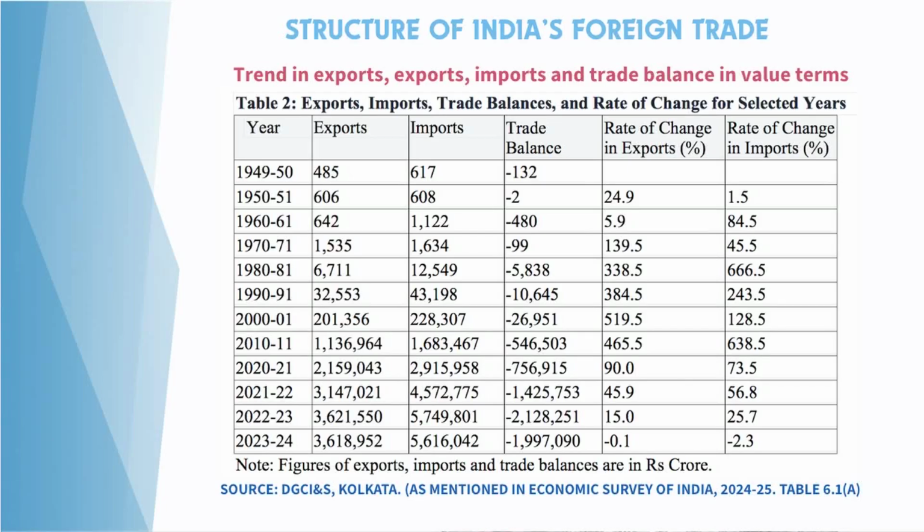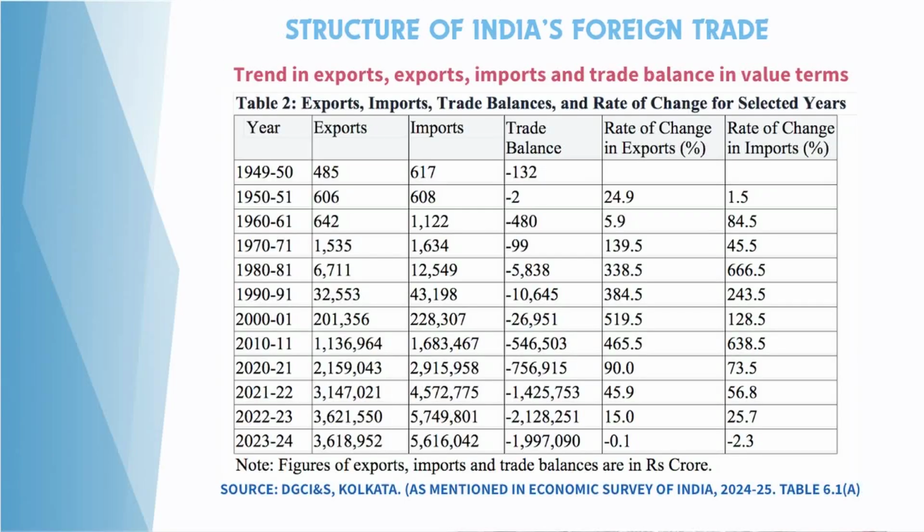The decade of the 1980s marked a significant increase in both exports and imports. In 1980-81, exports reached 6,711 crore, while imports soared to 12,549 crore, leading to a substantial trade deficit of 5,838 crores. This decade was characterized by economic liberalization and increased consumer demand, which contributed to the growth in trade.